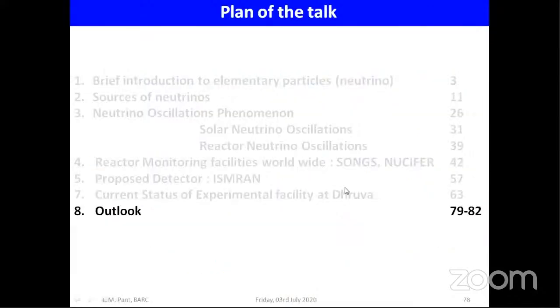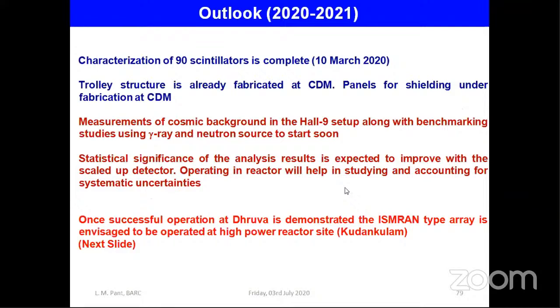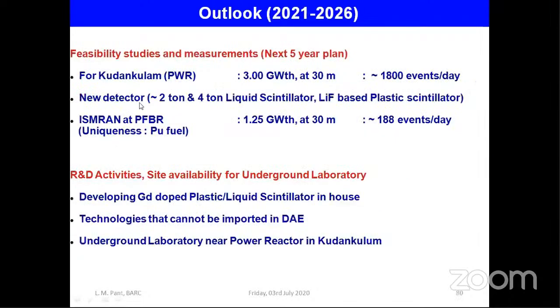We'll be busy as soon as the lockdown gets over to build up this matrix for cosmological background and then shift it to our reactor. And one successful operation at Dhruva has demonstrated the Smaran type array is envisaged to be operated at high power reactors in Kudankulam. Because we know that at Kudankulam we have about a 3 gigawatt reactor, and we expect about 1800 events per day. It's a high power.